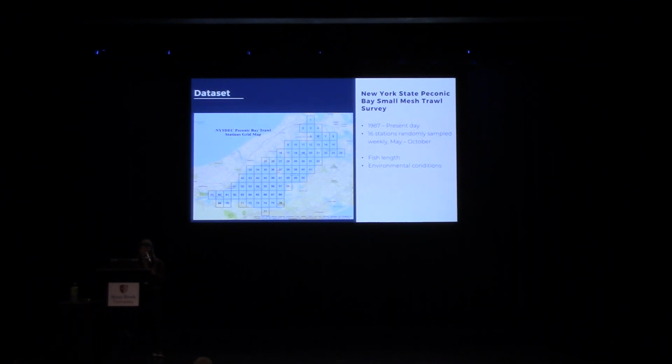And they sampled 16 stations, randomly selected. They sampled those weekly, May through October. And you can see in the image, each square is considered a station. From this data set, I have taken weakfish fish length and the environmental conditions that were sampled.